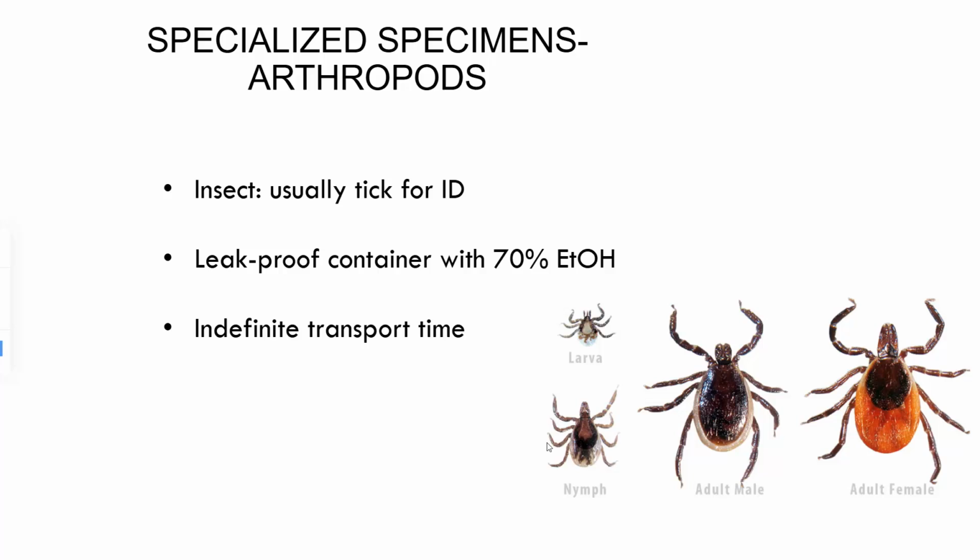When we receive ticks, sometimes they're engorged, which makes them a little bit trickier to identify. You want to provide these in a leak-proof container with 70% ethanol. The ethanol will kill the organism, but if you want to culture the mouth parts, if you want to actually try to culture the bacteria that's growing in their mouth, 70% ethanol would kill that bacteria. So you have to kind of consider, are you looking for just a tick identification, or do you want to go through with diagnosing the type of bacteria that it may be transmitting through its saliva? These have an indefinite transport time if you are just looking for insect identification.